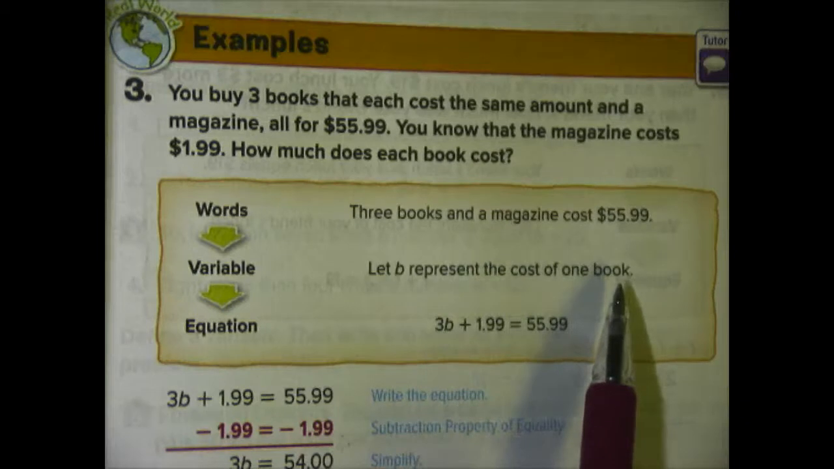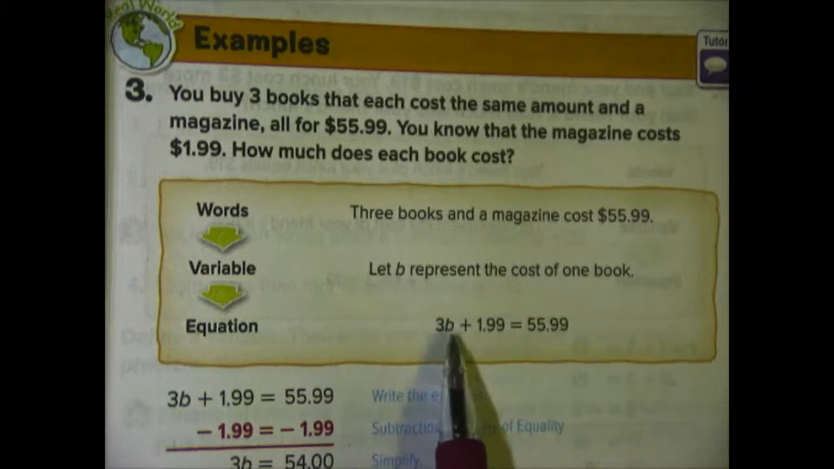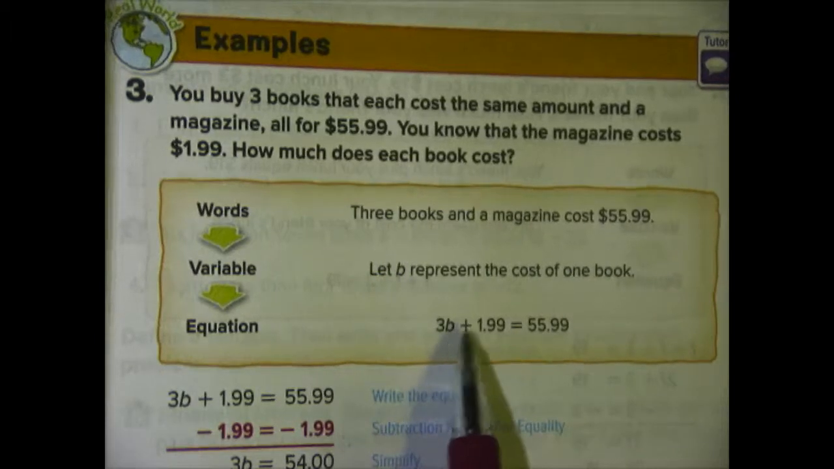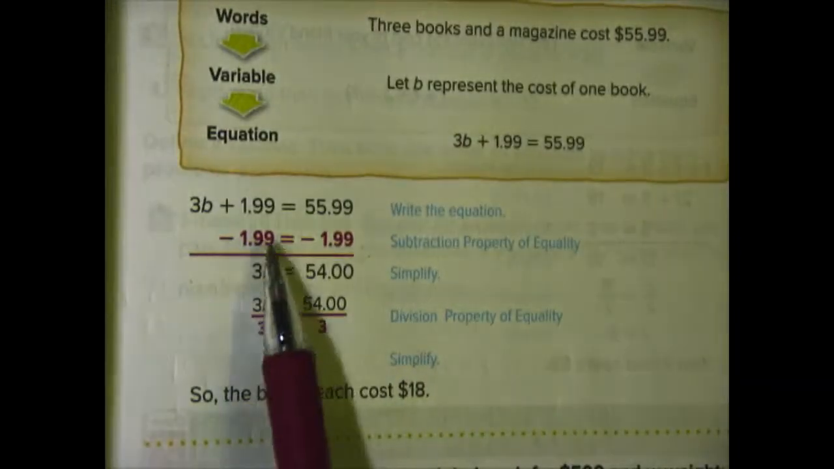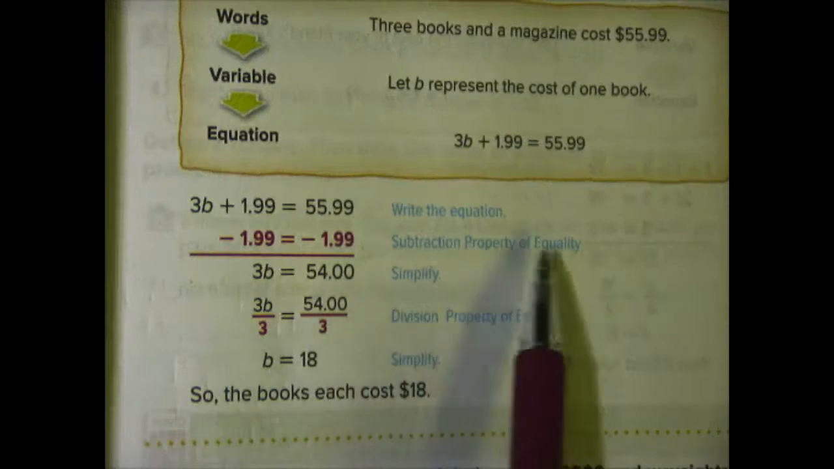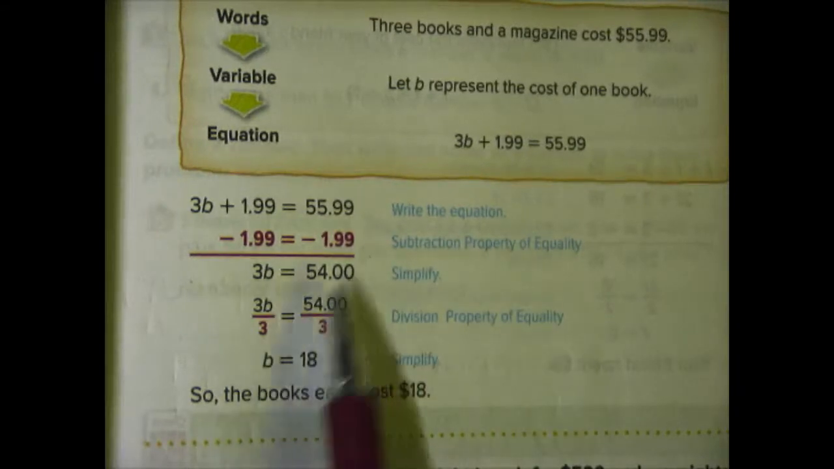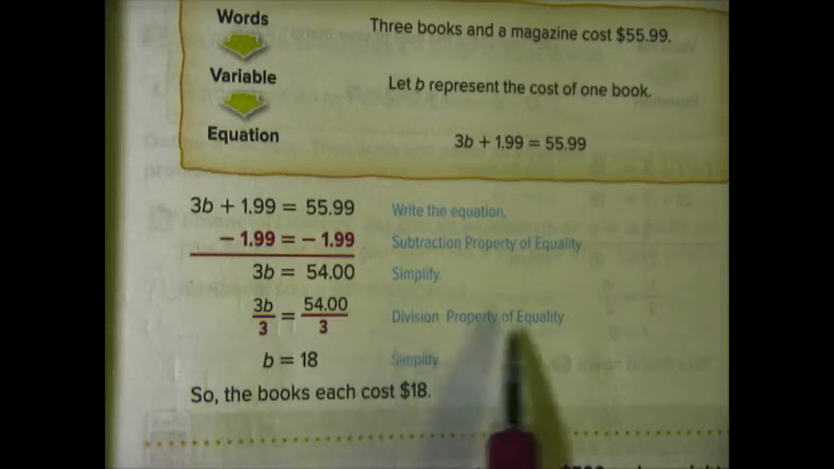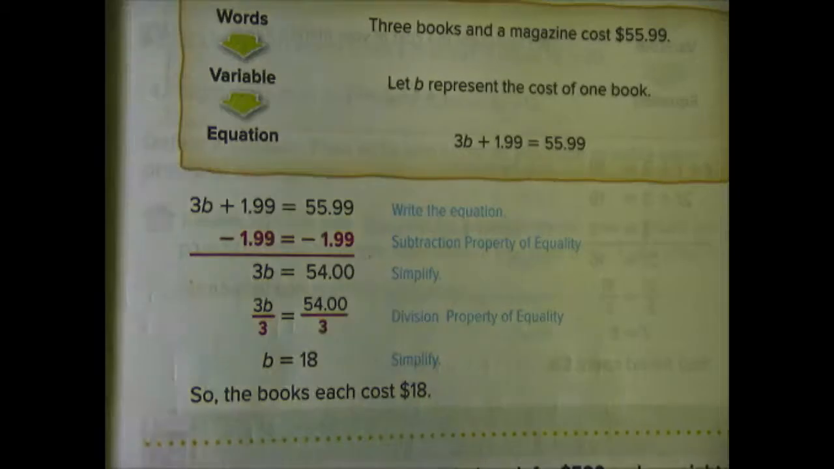I don't like to use B because it often looks like a 6. I generally use X. So 3 books, not sure how much each costs, so 3 times B plus $1.99 equals $55.99. And then we solve it. We subtract $1.99 from both sides using the subtraction property of equality. That leaves us with 3B equals $54. We divide both sides by 3 using the division property of equality, and we get B equals 18. So the books cost $18 each.